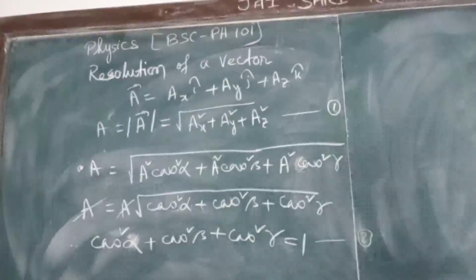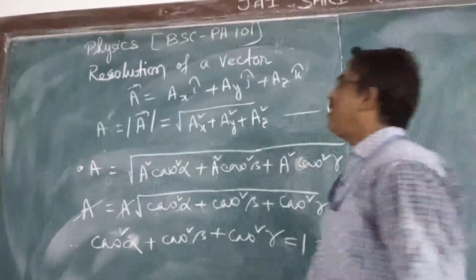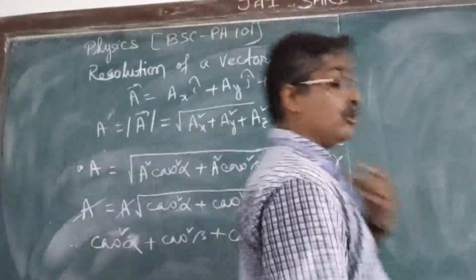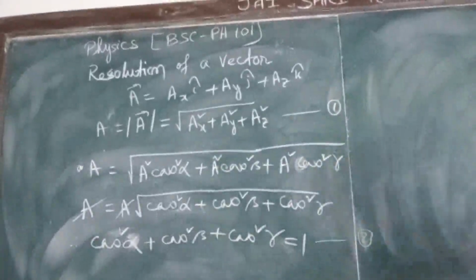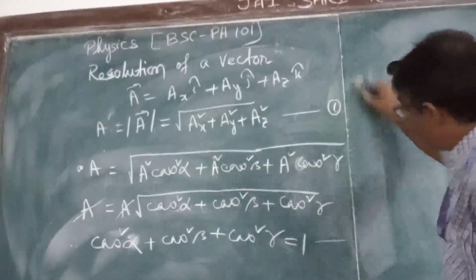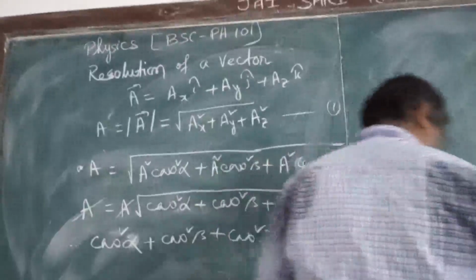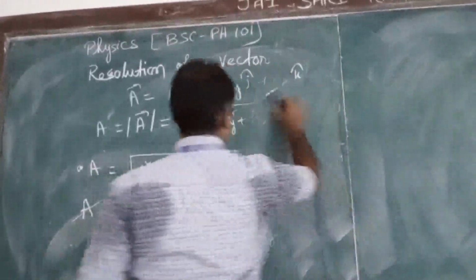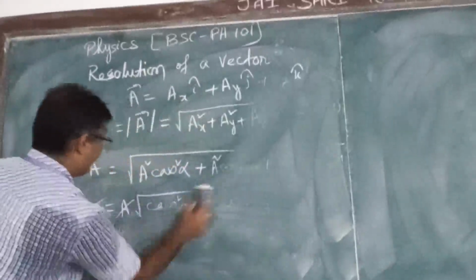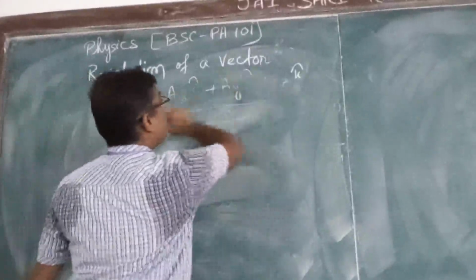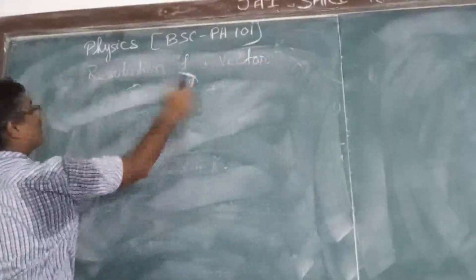So you must remember this component, how we resolve the vector into 3 components. This is the resolution, because you have to apply it later in the higher semesters also. Now we go to the vector product. What is vector product? Product of the 2 vector quantities is known as the vector product or product of vectors.